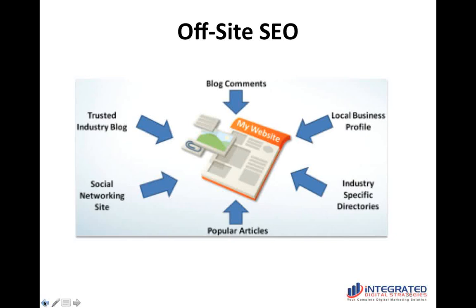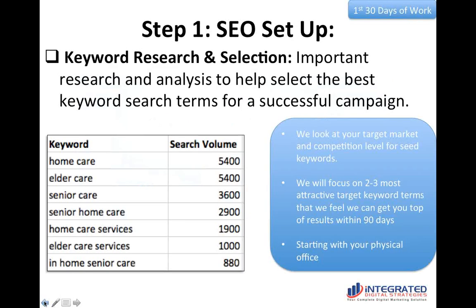Another example would look something like this, where we're finding outside sources to link to your site, basically passing on their vote to your website to build trust and credibility in your site. And that's done on a month-to-month basis.